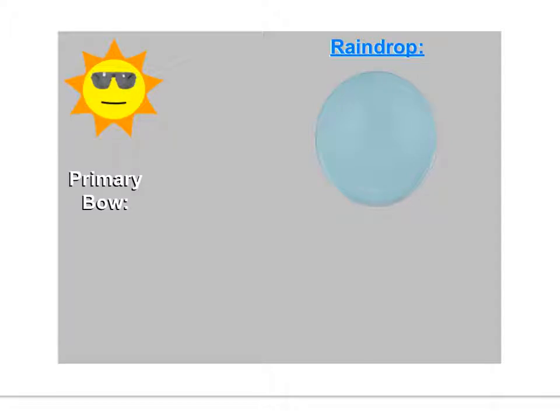The other ingredient we need to form a rainbow is a lot of light. And so typically, if you're going to see a rainbow, it's going to occur when you're near an area where in one part of the sky it's raining, and in the other part of the sky it's sunny.